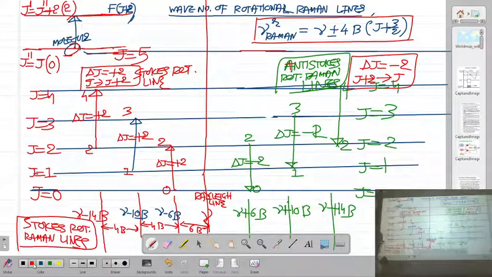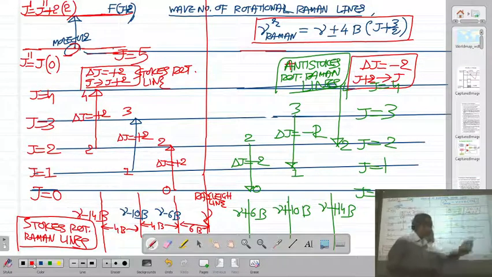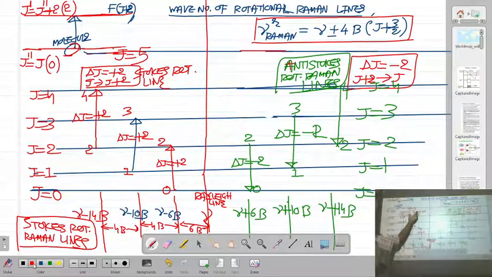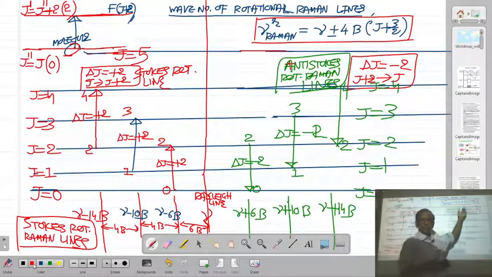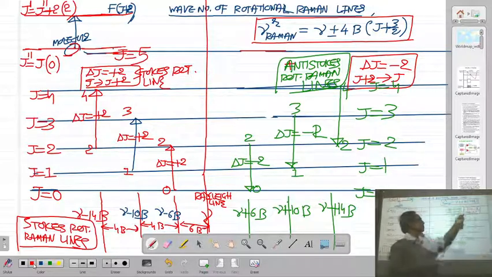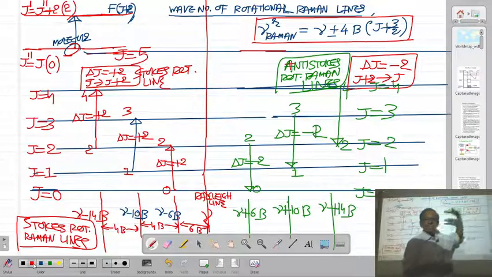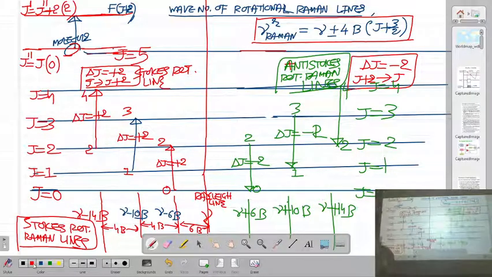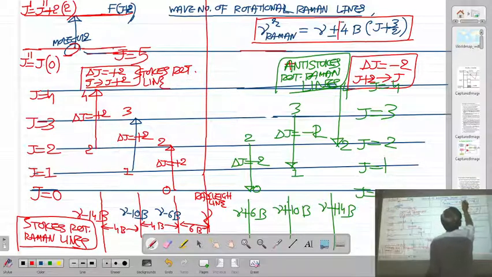You can see here, on the lower wave number side we are getting Stokes rotational lines: mu minus 6b, mu minus 10b, mu minus 14b. On the higher wave number side, mu plus 6b, mu plus 10b, mu plus 14b, we are getting anti-Stokes rotational lines. The Stokes rotational lines are obtained due to the transition of the molecule from lower level J to upper level J plus 2, so the delta J will be plus 2. And anti-Stokes rotational lines are obtained due to the transition of the molecule from upper level J plus 2 to lower level J, so that delta J will be minus 2. This is called the rotational shift.